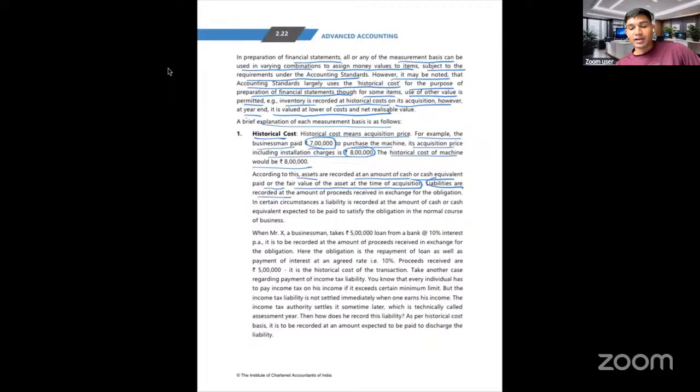Liabilities are recorded at the amount of proceeds received in exchange for the obligation. In certain circumstances, a liability is recorded at the amount of cash or cash equivalent expected to be paid to satisfy the obligation in the normal course of business.